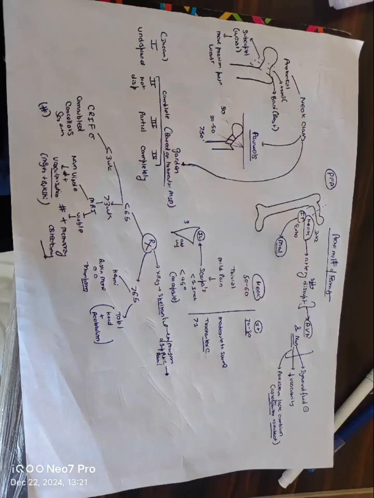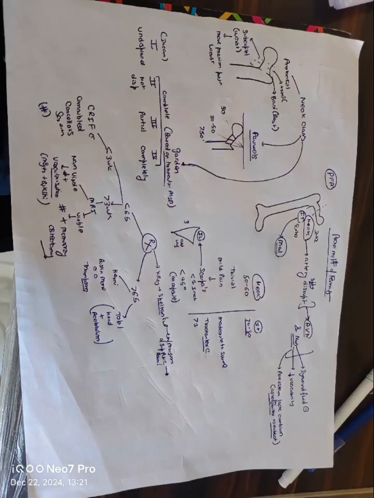Coming to the differences between the fracture of neck of femur and intertrochanteric fracture, the first difference is that neck of femur fracture anatomically occurs above the intertrochanteric line and it's intracapsular, whereas the intertrochanteric fracture is extracapsular.